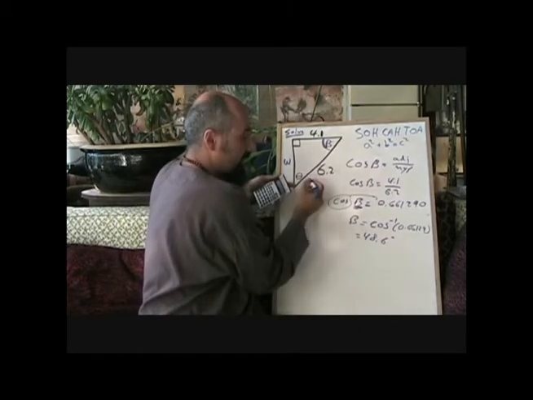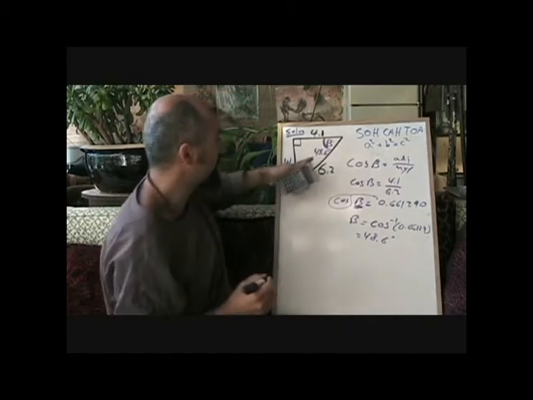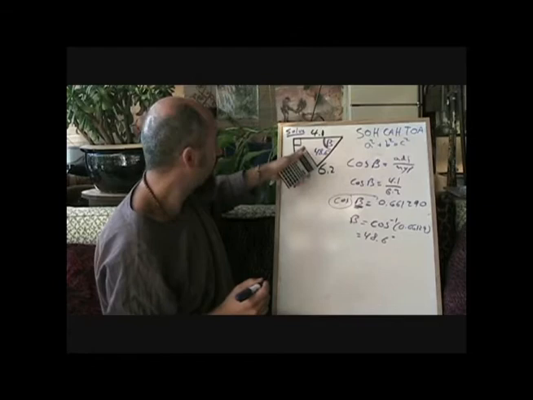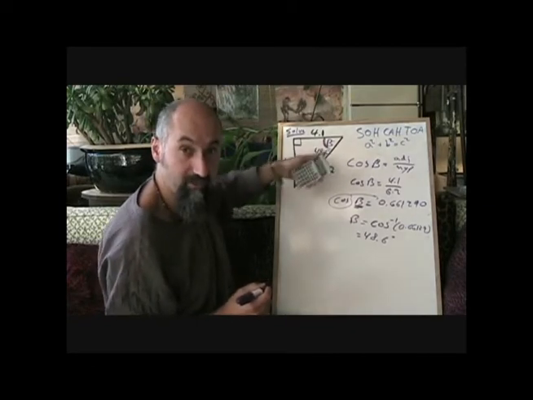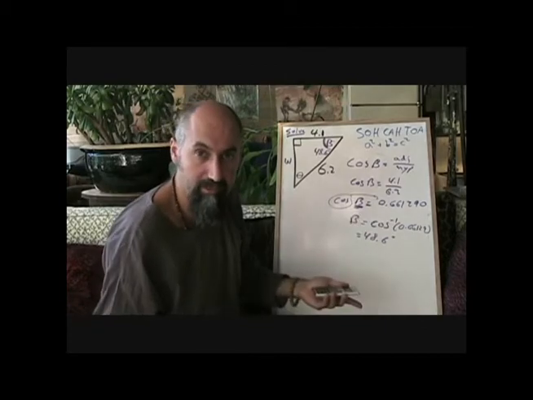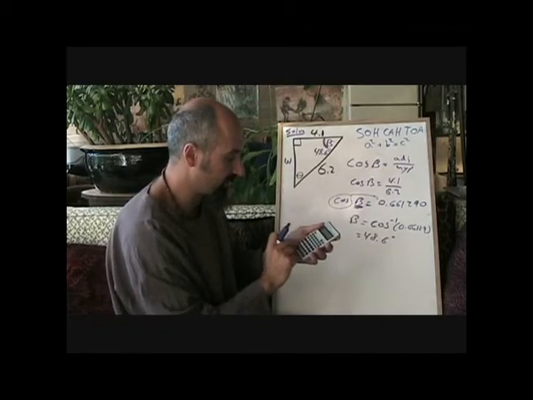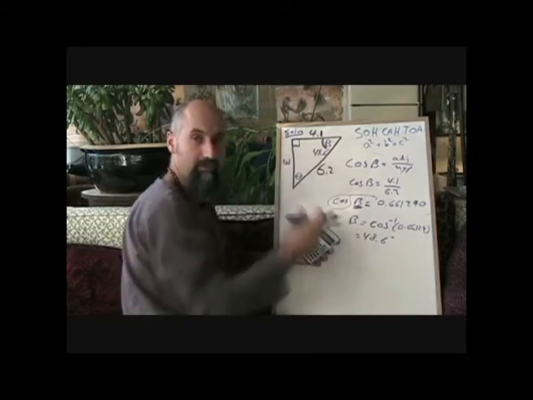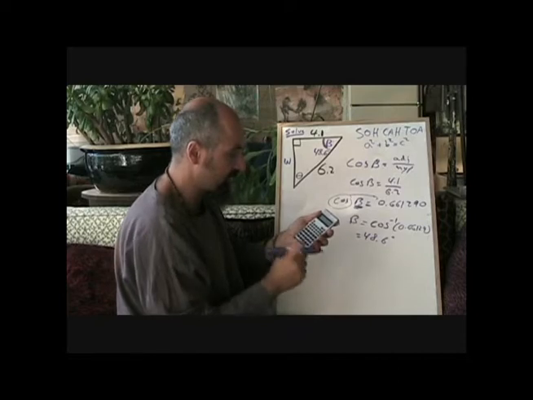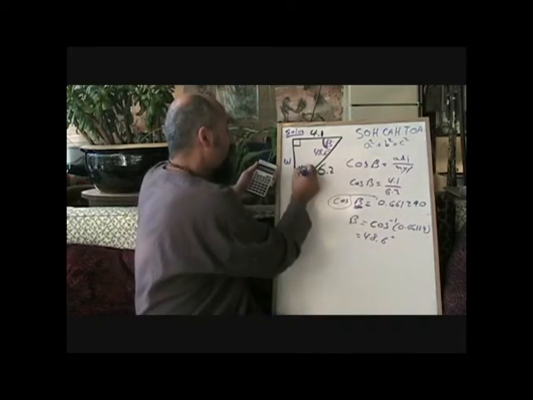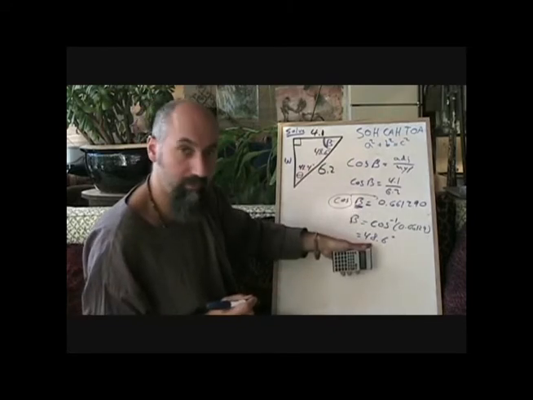So beta is 48.6 degrees. Now, since we have this angle and we have this angle, we know the sum of all the angles in a triangle is 180 degrees. So all you do, you say 180 minus 90. So you took this away, which gives you 90, minus 48.6 is equal to 41.4 degrees.